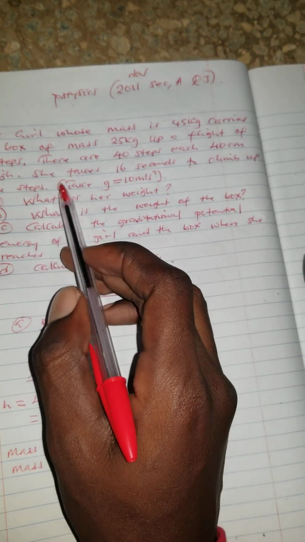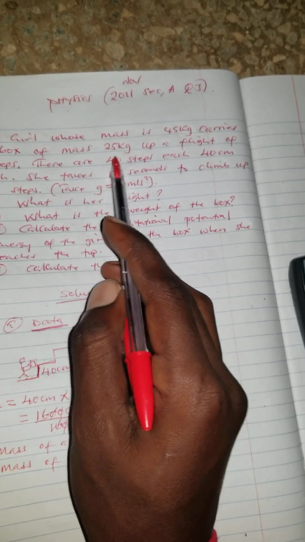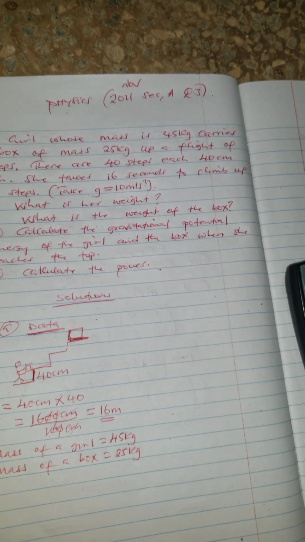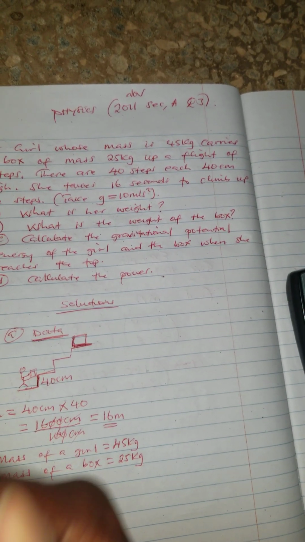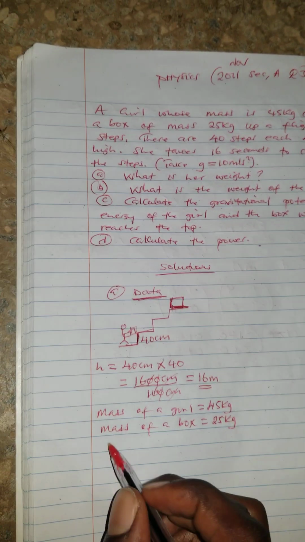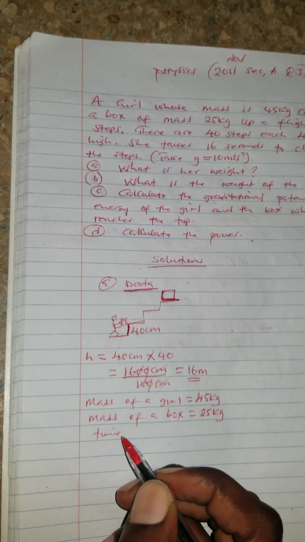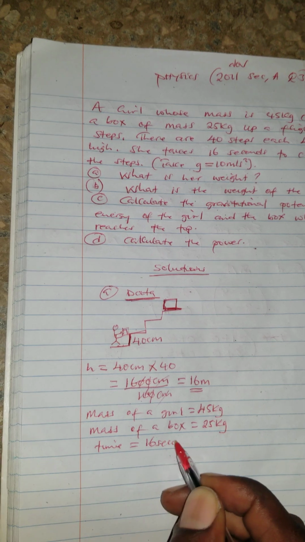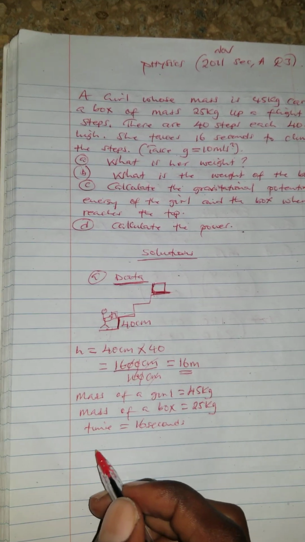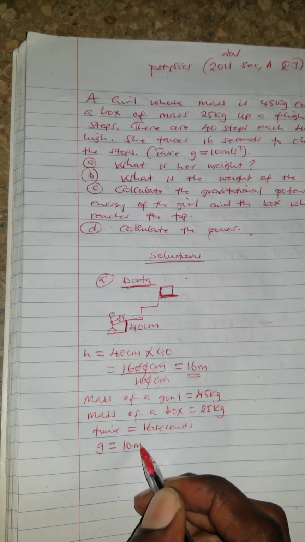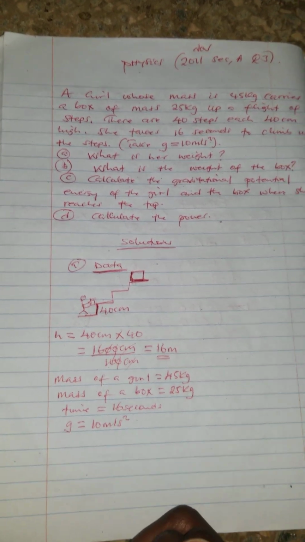As this girl is climbing these steps, she is covering a certain distance in a particular time. The question tells us that she takes 16 seconds to climb up these steps. So the time taken to reach the top of the stairs is 16 seconds. And we have been told that we should use g, the acceleration due to gravity, as 10 meters per second squared.